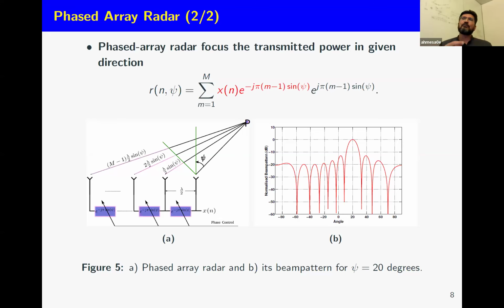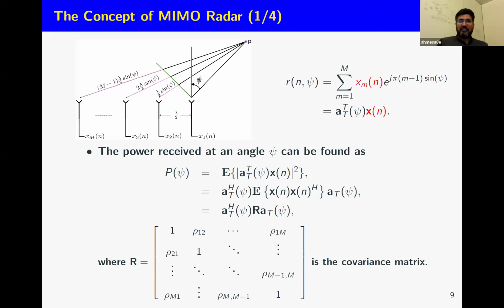In phased array radar, the phase shifters also have limited dynamic range. You cannot change the phase from, say, -90 to +90; they have some limited range. So these are the disadvantages of phased array radar. What is the other solution? The other solution is the MIMO radar, and here we'll talk about the concept of MIMO radar.